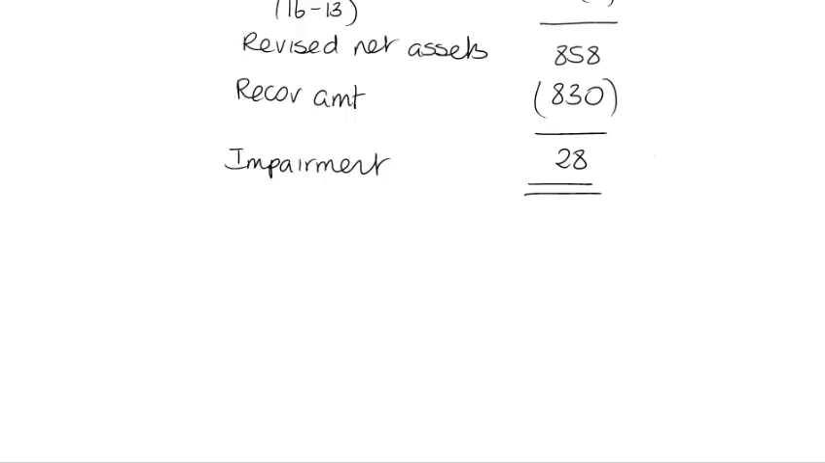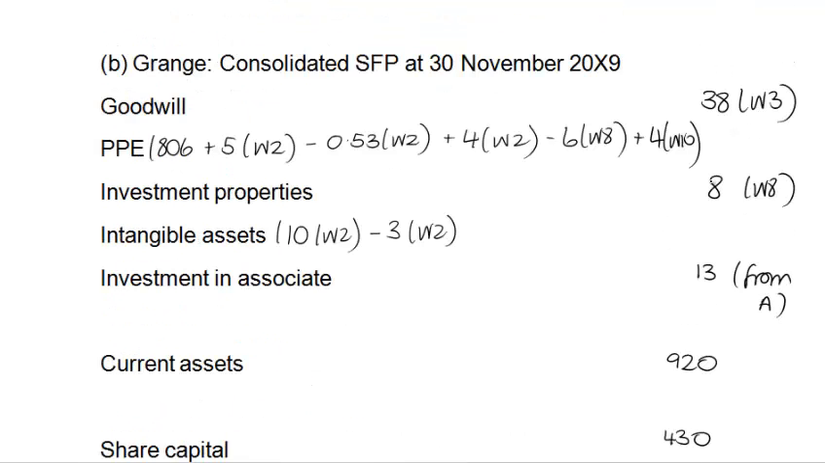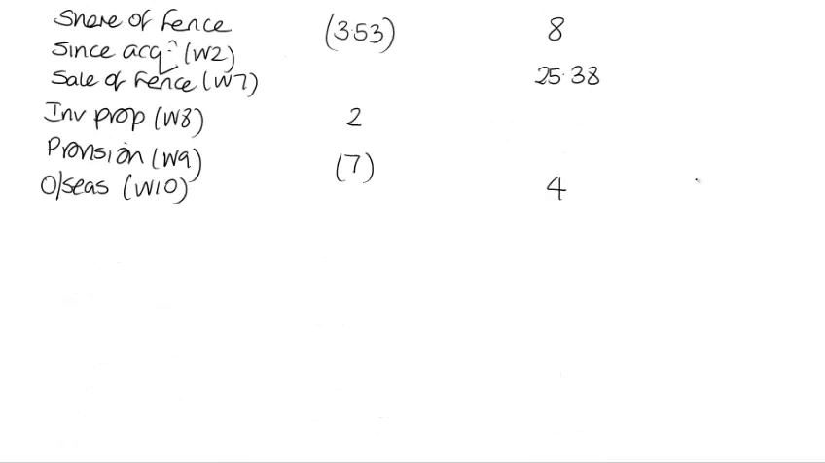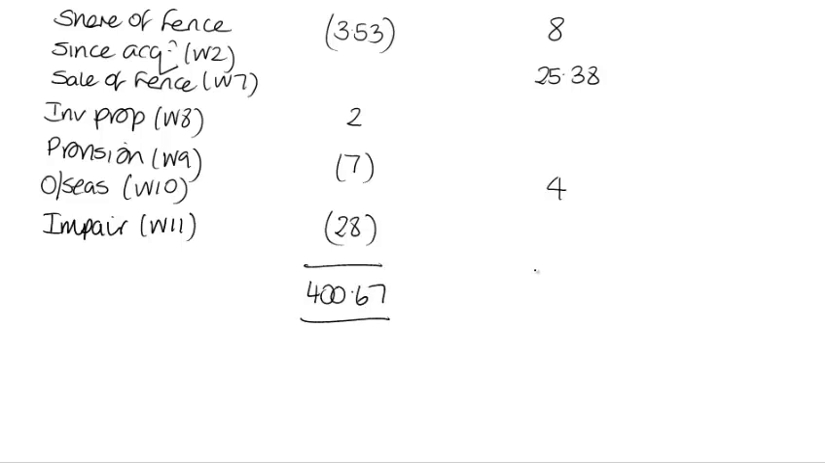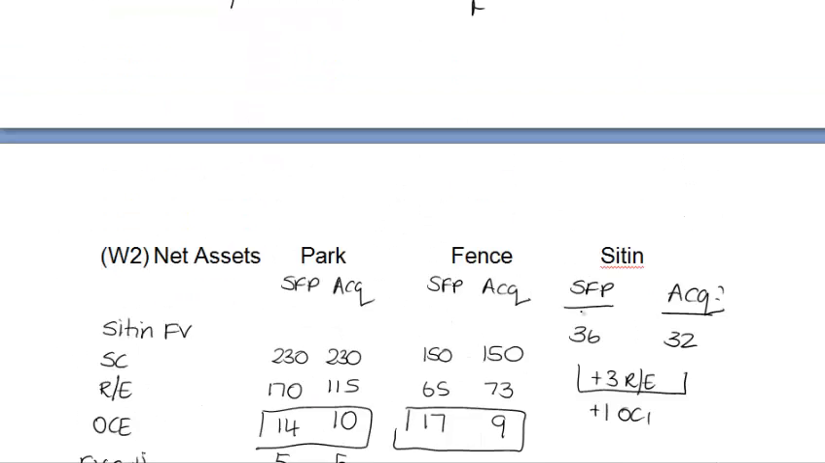The impairment is 28. So I'm going to credit PPE and debit the statement of profit and loss. Let's go up to PPE. It's a long way up, isn't it? Minus 28 from working 11. Down to reserves, 28. Impairment, working 11. So we can now work out our totals. 400.67 for retained earnings and 58.98 for OCE. And we can take those totals and we can transfer them to the face of our statement of financial position if you've got time, and you haven't got time in the exam.